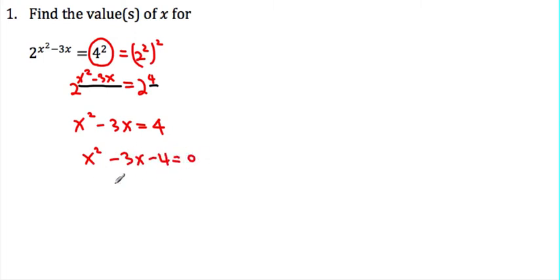Now we can solve this one by factoring. x minus 4 and x plus 1 equals 0. Then to figure out the values of x, we get x equals 4 from the first factor, and from the second factor we get negative 1. And that's how we can do it.